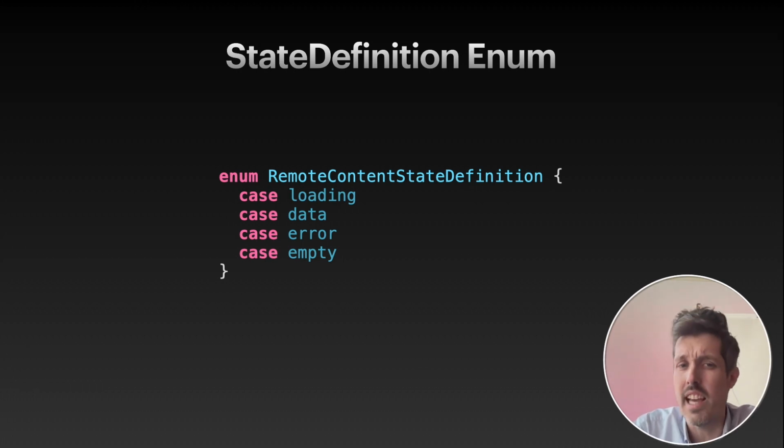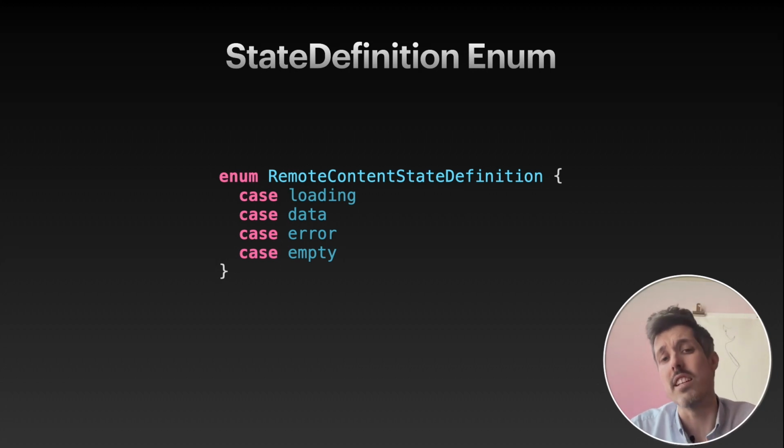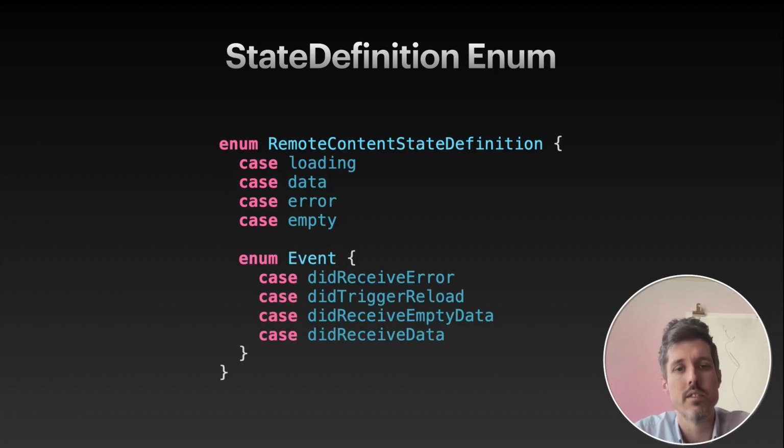In addition to these cases, let's also define our different transitions. These are events that act on our state machine to cause the state to change. Again, since they are known and mutually exclusive, let's use another enum. Here, you can see that our event enum is inside our state definition enum. This is because they're intrinsically linked.